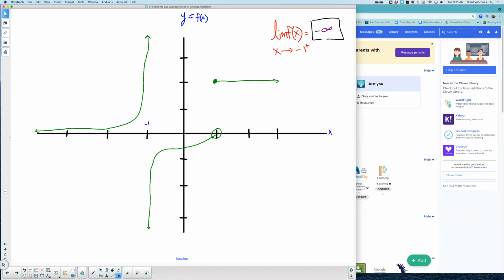All right, I think I only have 2 more limits. So let's do 1 plus. 1 plus. 5, 4, 3, 2, and 1.